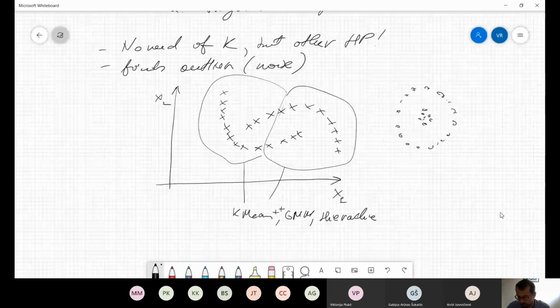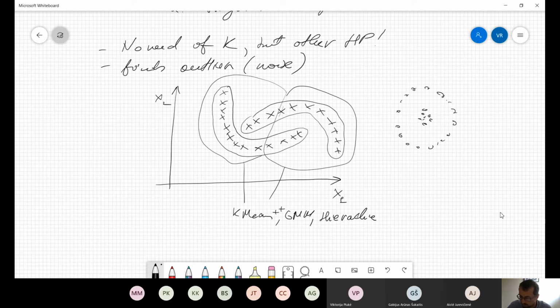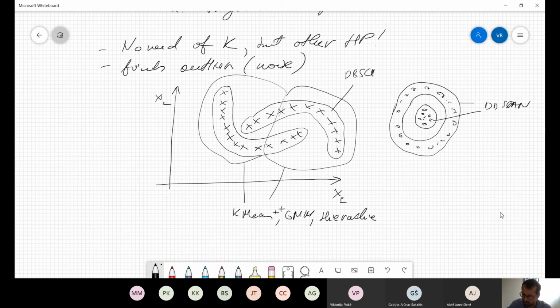This is not actually correct because by eye we can see that these clusters are somehow interconnected, right? But DBSCAN, with the right parameters, would be able to distinguish these two complicated structures. So this would be something like that, because by density it is capable of finding these structures. And this would be the DBSCAN algorithm.